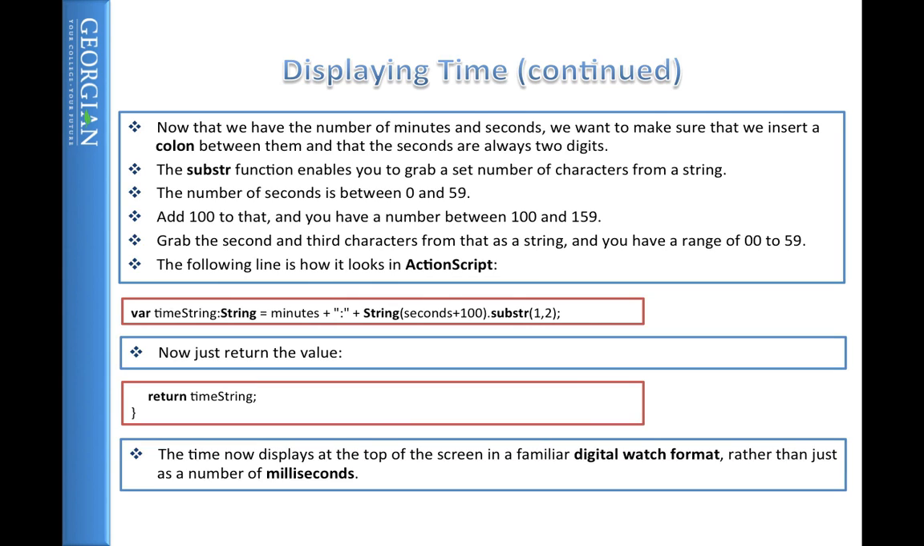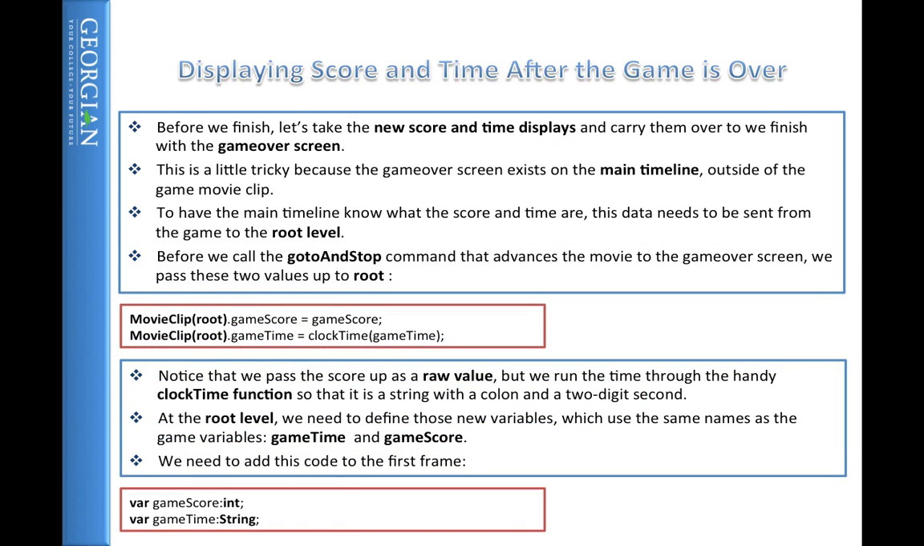Okay? And we're going to return a time string back out from this particular function, right? We're going to define a time string that's equal to the number of minutes plus a colon plus, we're going to convert seconds plus 100 to a string, and we're going to get a substring of that, basically whatever's left over from the 100, right? We're going to get that 59. So we're going to create this digital watch format. Okay, so let's see how that works.